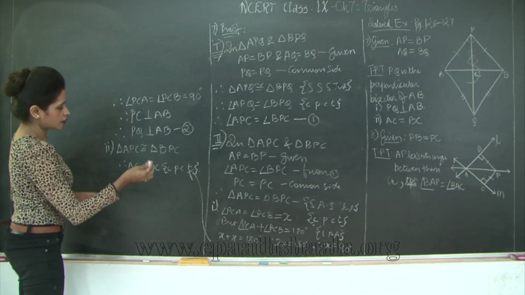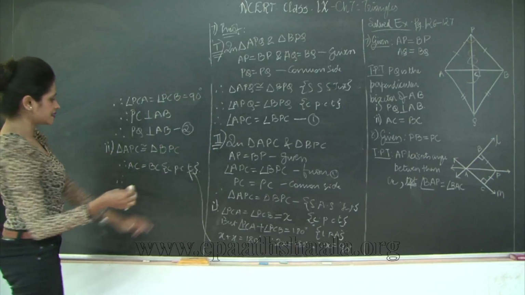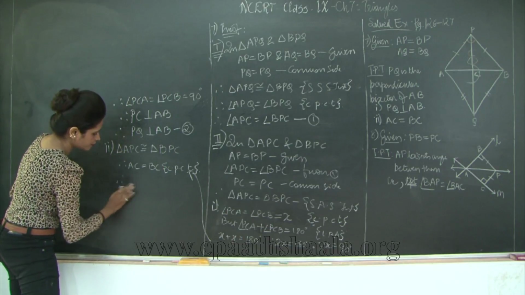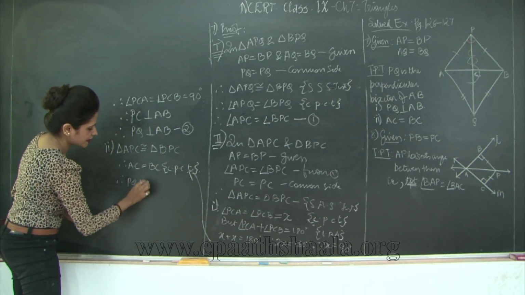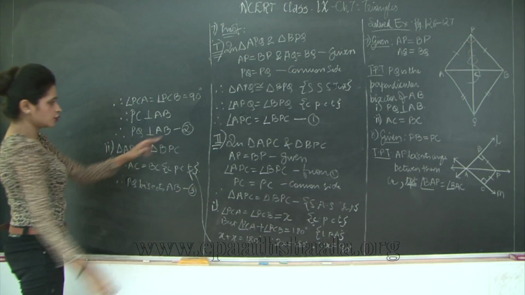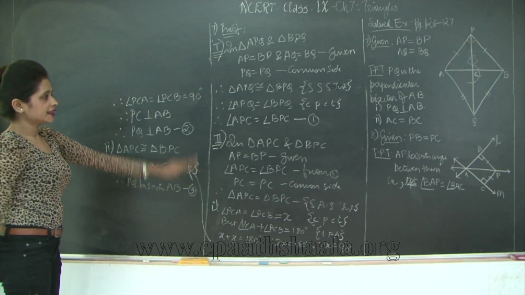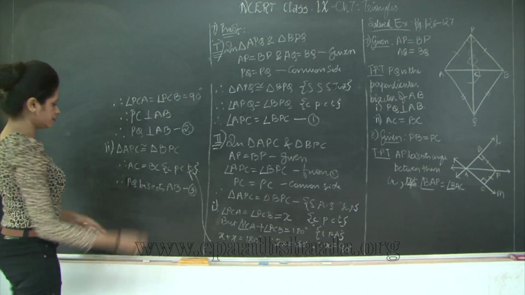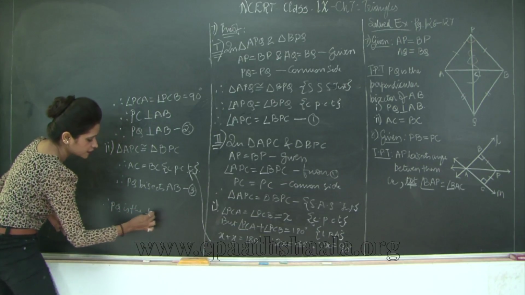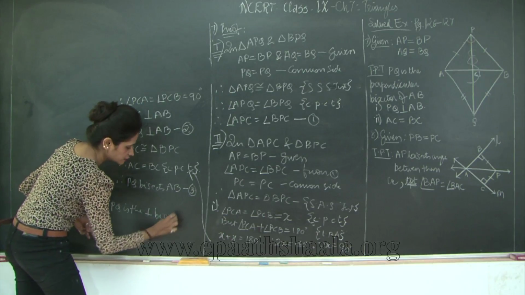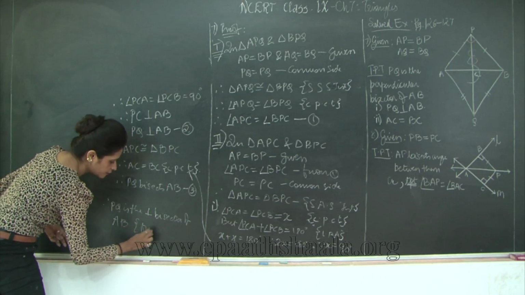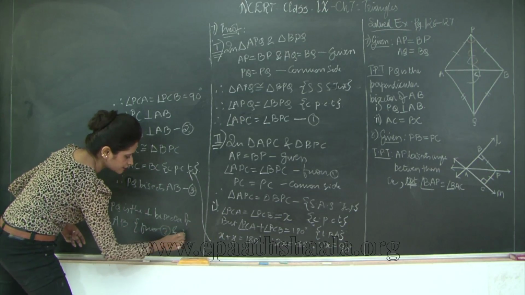Therefore, what can I say? That PQ is bisecting AB. PQ bisects AB. So what can you say from points 2 and 3? That PQ is the perpendicular bisector of AB. Therefore, PQ is the perpendicular bisector of AB. And what reason you will give? From 2 and 3.